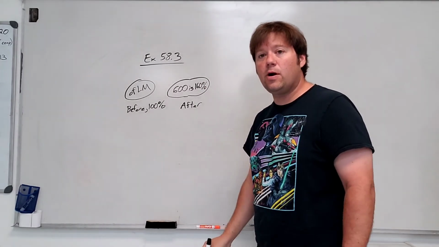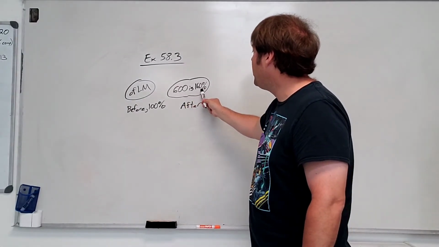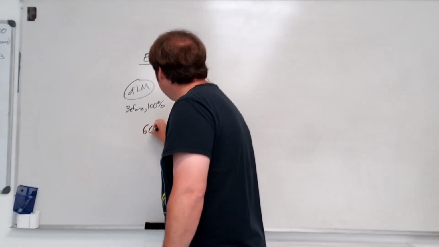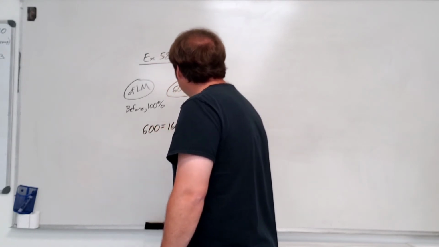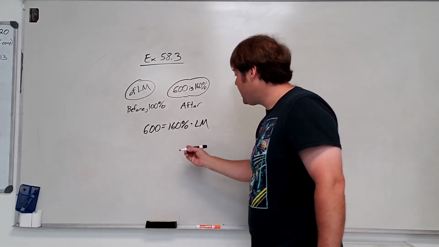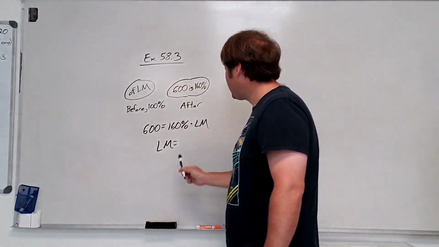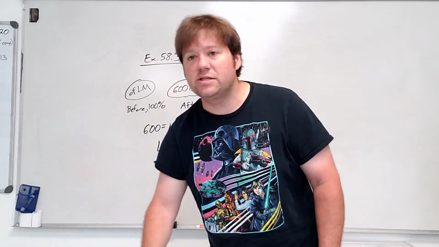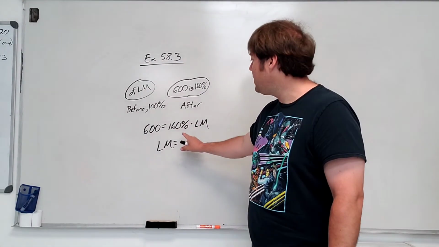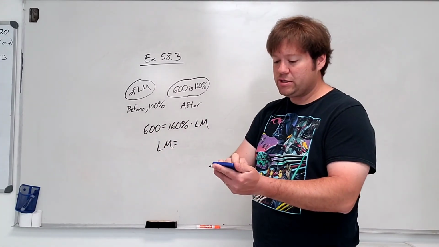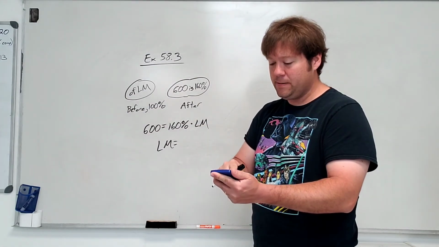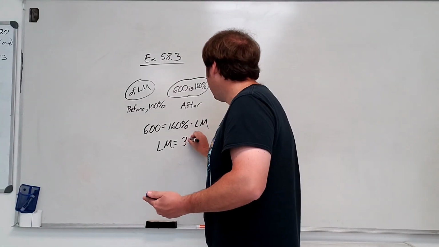And again, we just write a math problem with this. 600 equals 160% times LM, last month. And I want to get LM by itself. So that means I'm going to get rid of the times 160%. And to get rid of times 160%, we divide by 160%. So I will divide both sides. I'll do 600 divided by 160. Make sure you hit percent and not just 160. And you get 375 as your answer.